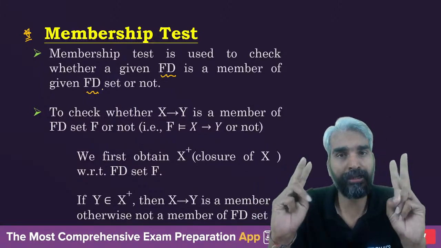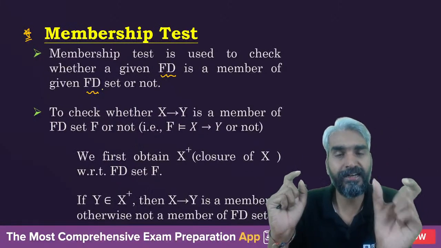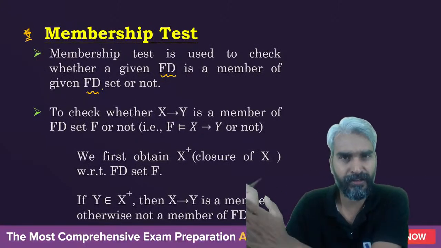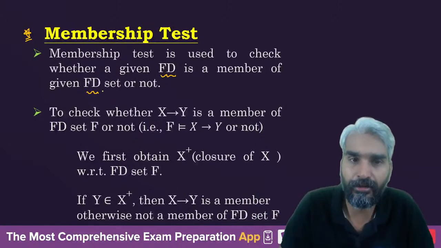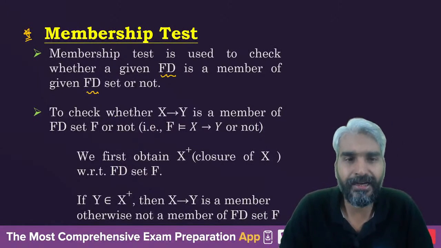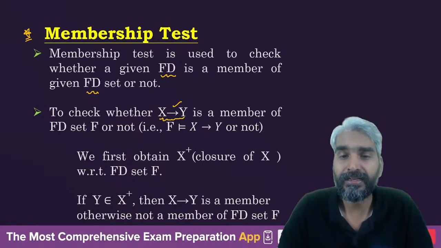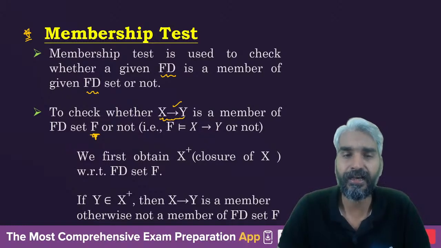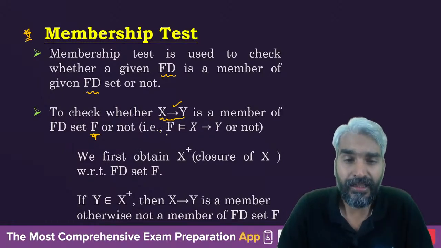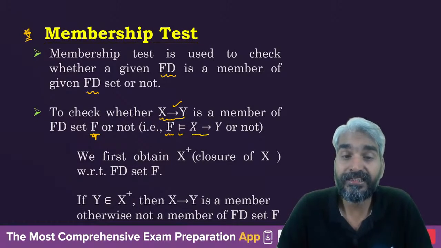So two things will be given to you. One will be an FD set, another will be a different FD, and they will eventually ask whether the FD is a member of that FD set or not. So let's try to understand. To check whether X implies Y, a given FD, is a member of the FD set F or not, but this can be any FD set F. So how do we denote this? Whether F, this FD set F, yields the FD X implies Y or not.